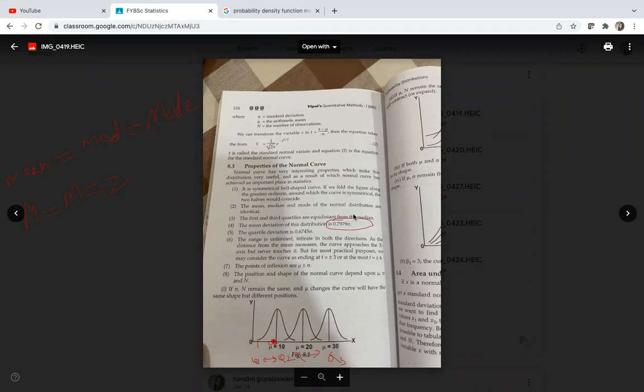समझ में आ रहा है क्लास? क्वार्टाइल डिविएशन क्या है? Q3 minus Q1.